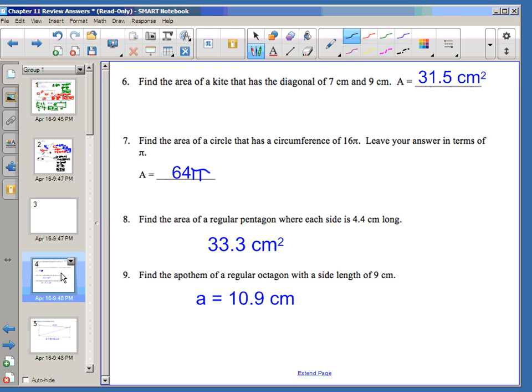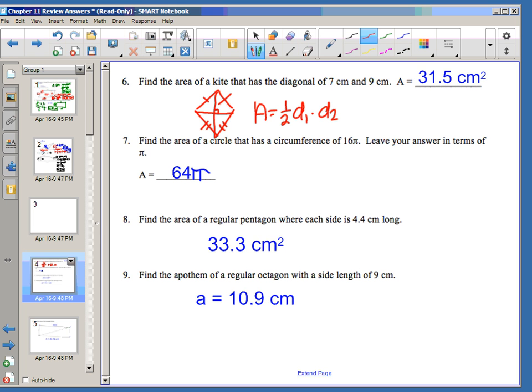And the last one on your front page is going to be find the area of a kite that has diagonals of 7 centimeters and 9 centimeters. Now, if you recall, a kite has two pairs of adjacent congruent sides, so that's what a kite is. And most importantly, it has two diagonals and they meet at a right angle. The area formula for a kite is 1/2 diagonal 1 times diagonal 2.